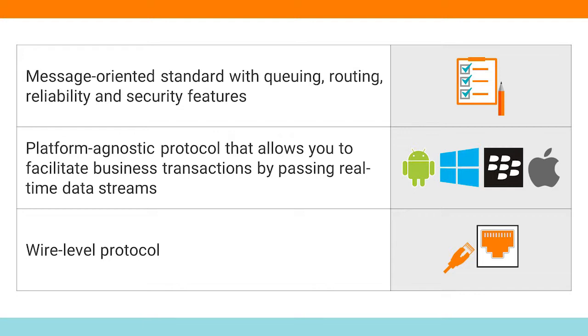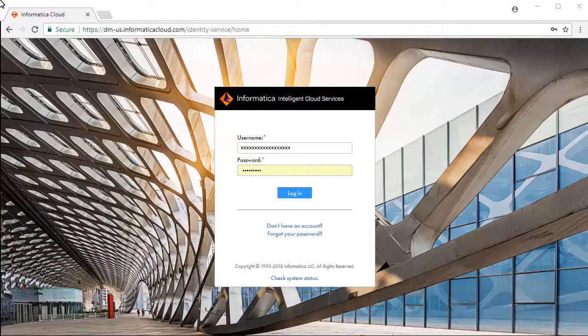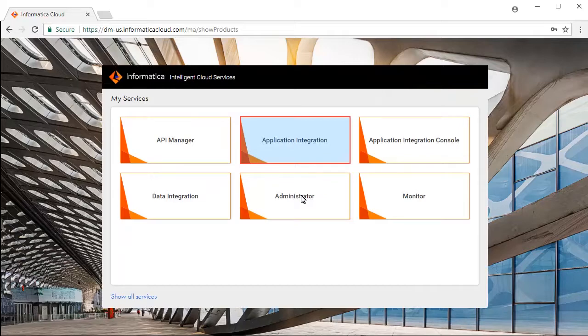Unlike JMS, which defines an API and a set of behaviors that a messaging implementation must provide, AMQP is a wire-level protocol. This is the Informatica Intelligent Cloud Services login screen. Enter your credentials, click Login, and select Application Integration Service from the list of available services.